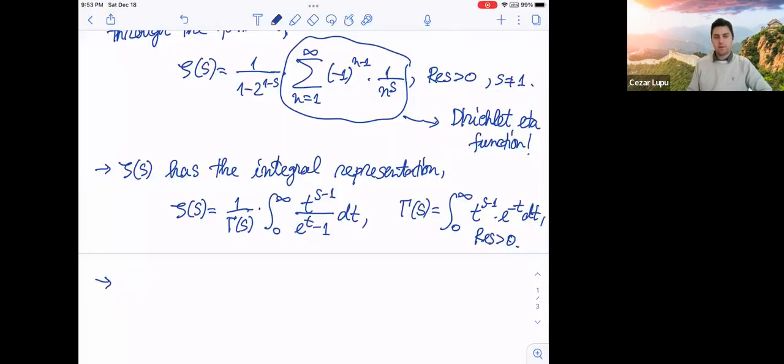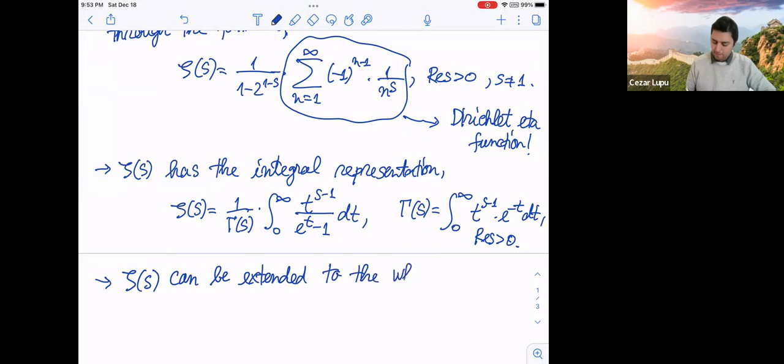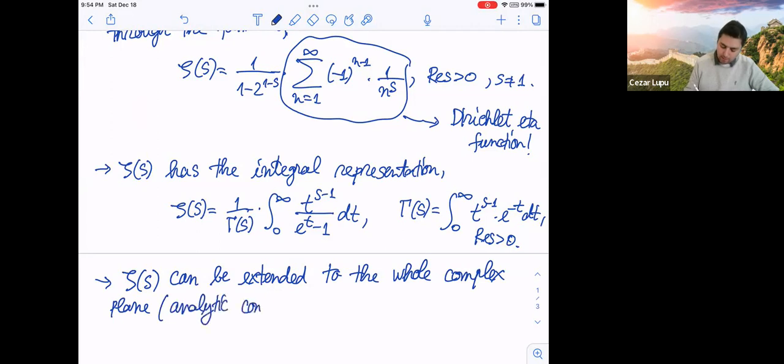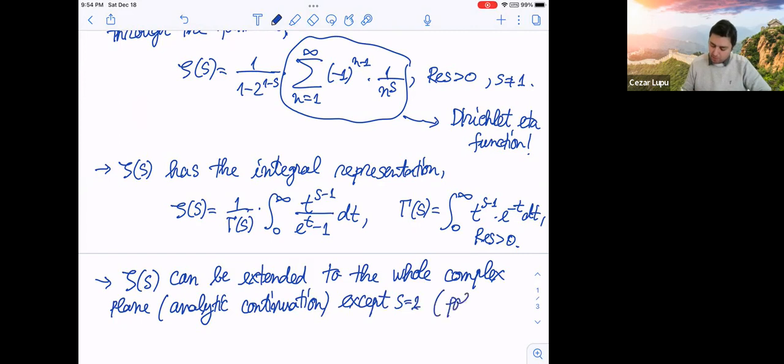So zeta can be extended to the whole complex plane. This procedure is what we call analytic continuation, and it can be done in many ways. It is defined everywhere except s equals one, and this point is a pole with residue one.